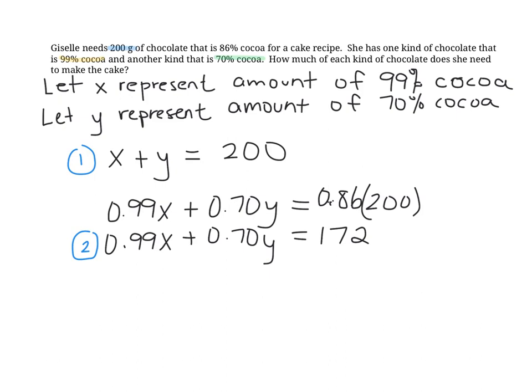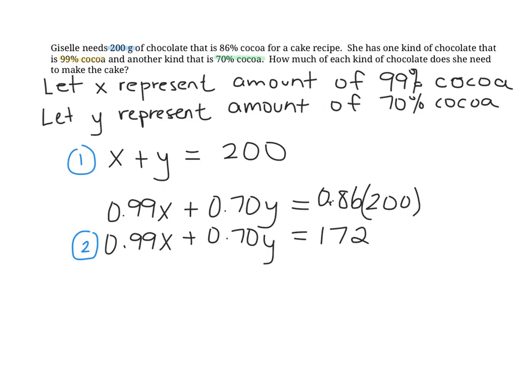So looking at these equations, I see that I have decimal values built into equation number 2. And decimal values are not really the nicest or easiest to work with when we are using elimination, because we would have to multiply one or both equations by a decimal value. And so to avoid that, instead, we are going to solve this particular problem using substitution.